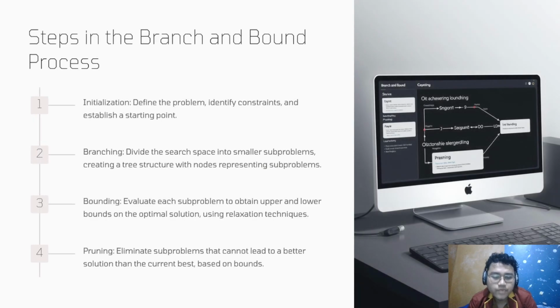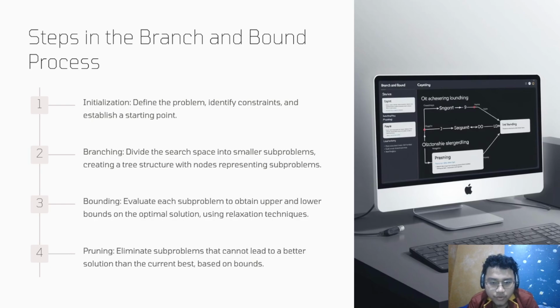And then the next one is the steps in the branch and bound process. Now, let's walk through the four main steps of the branch and bound process. The first one is initialization. First, we define the problem we are trying to solve, and then we identify the constraints and establish an initial feasible solution, and this gives us an initial upper bound for comparison. The second one is branching. We divide the original problem into smaller subproblems. Each subproblem represents a possible decision or step. These subproblems are organized into a tree structure.